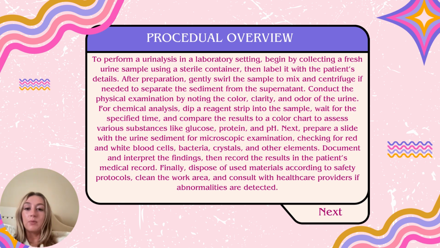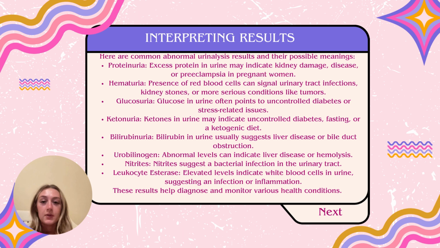Next, prepare a slide with the urine sediment for a microscopic examination, checking for red and white blood cells, bacteria, crystals, and other elements. Document and interpret the findings, then record the results in the patient's medical records. Finally, dispose of used materials according to the safety protocols, clean the work area, and consult with healthcare providers if abnormalities are detected. For my next slide, I put common abnormal urinalysis results and their possible meanings.